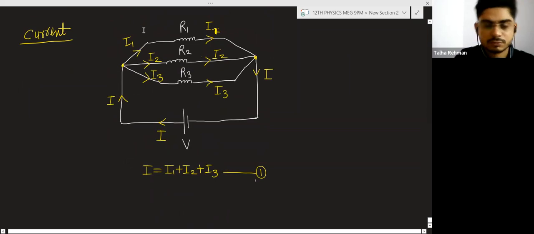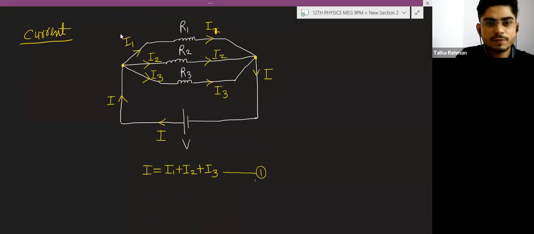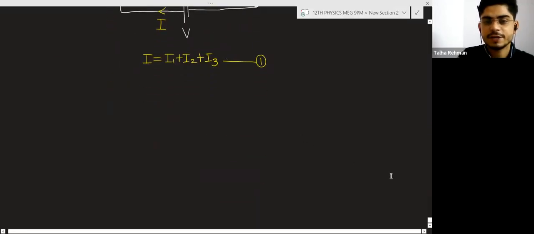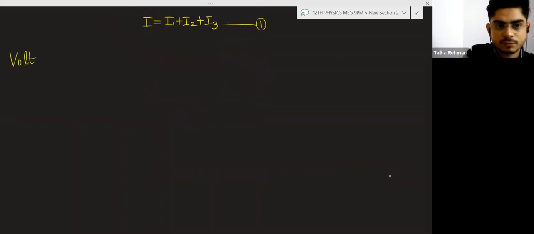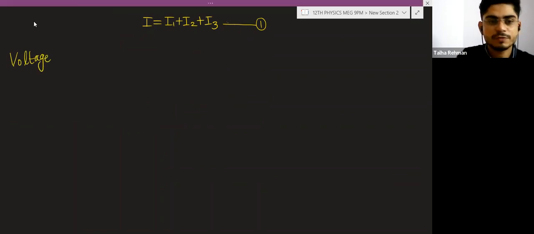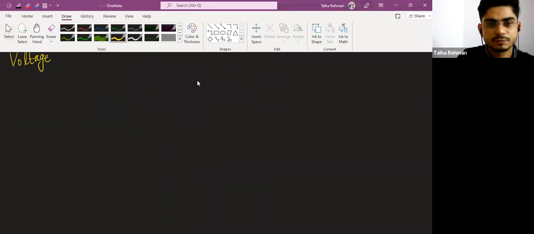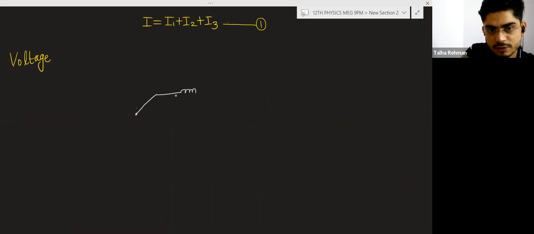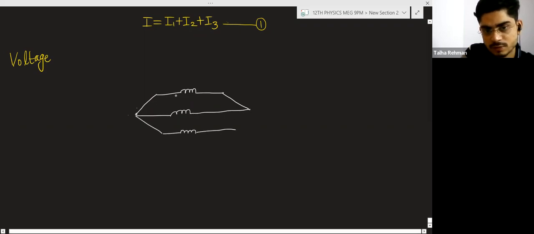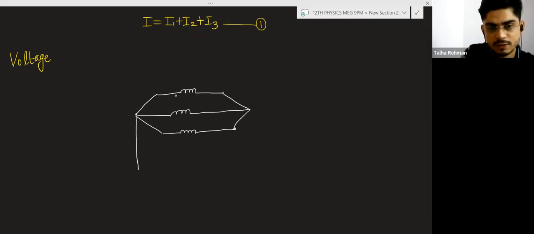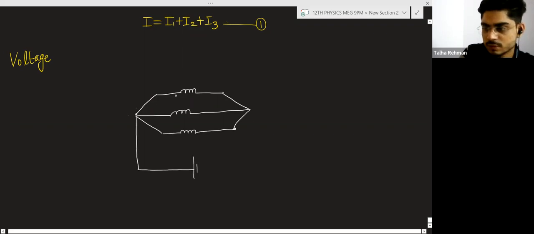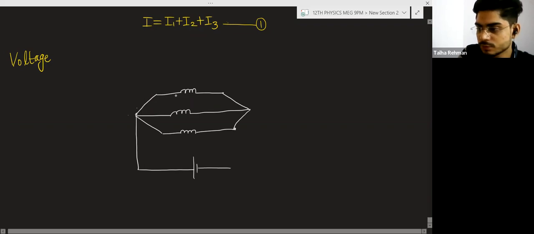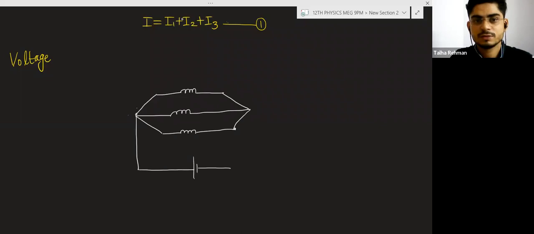Now, what about the voltages? We have seen the distribution of current. Now we will see the distribution of voltage. I am drawing the same circuit again, with three resistances connected in parallel. Just wait for one minute, okay?